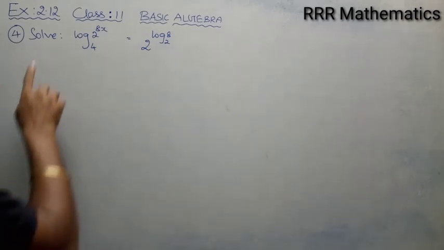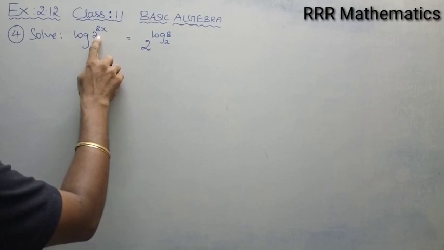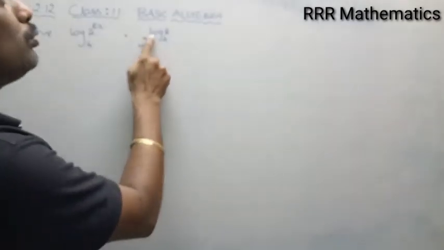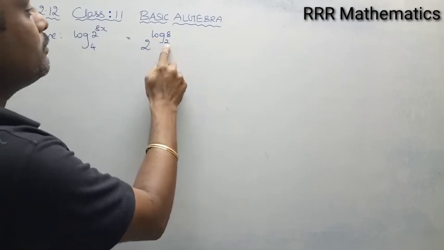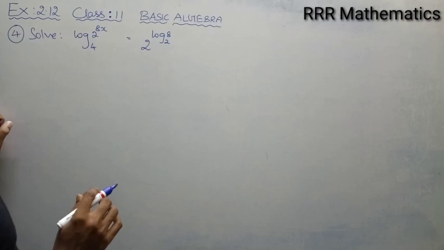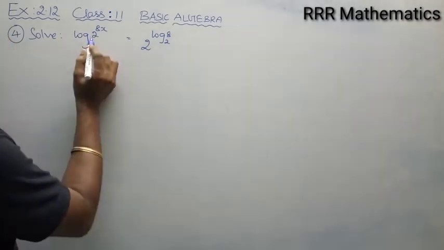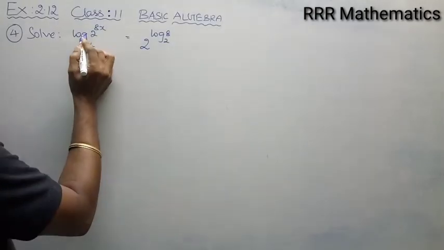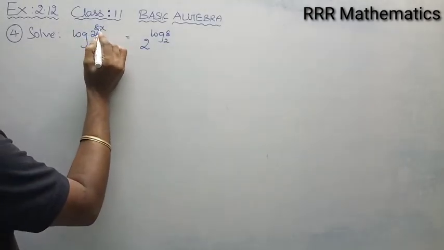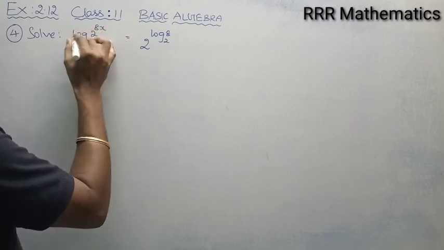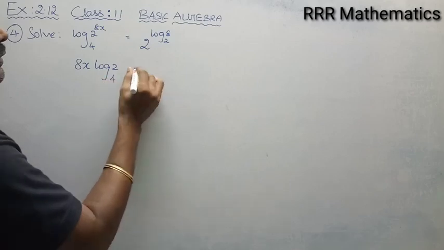Now fourth problem. Solve log 2 power 8x base 4, which is equal to 2 power log 8 base 2. So always I'll simplify as much as possible to bring the base the same. Very first the left hand side, solve, so I want to proceed both left as well as right. Solve log 2 power 8x base 4. So I'll use power rule, 8x will come front, log 2 base 4.